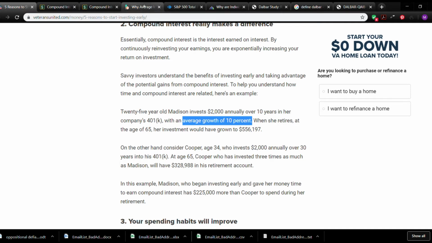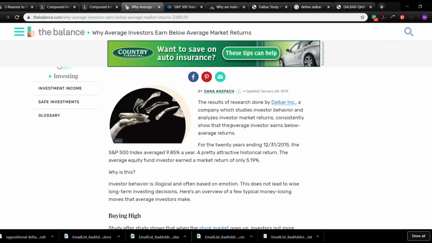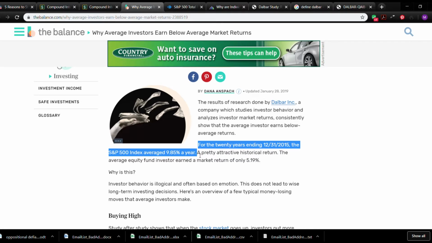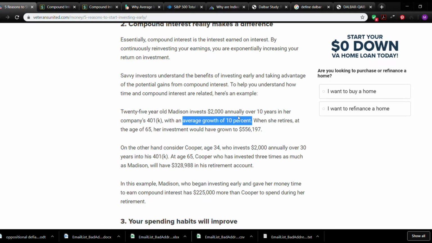And I'll just jump over to this article here by The Balance, and you'll notice it says for the 20 years ending on December 31st, 2015, the S&P averaged 9.85% per year. That is rounded to 10%. That's the average for 20 years ending in 2015. So is that a reasonable rate of return to assume? It is, but it is an average rate of return.